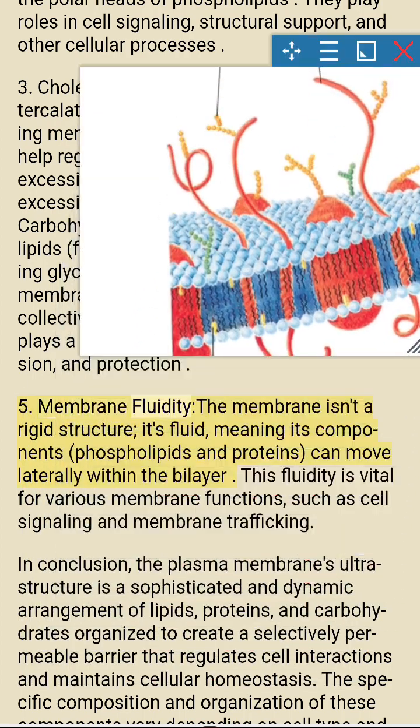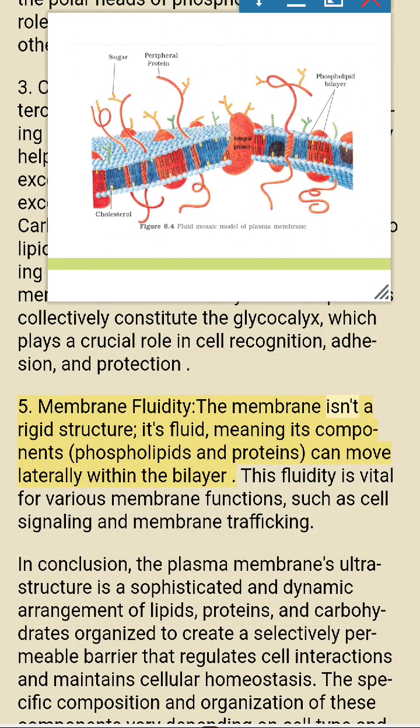5. Membrane fluidity. The membrane isn't a rigid structure. It's fluid, meaning its components, phospholipids and proteins, can move laterally within the bilayer. This fluidity is vital for various membrane functions, such as cell signaling and membrane trafficking.